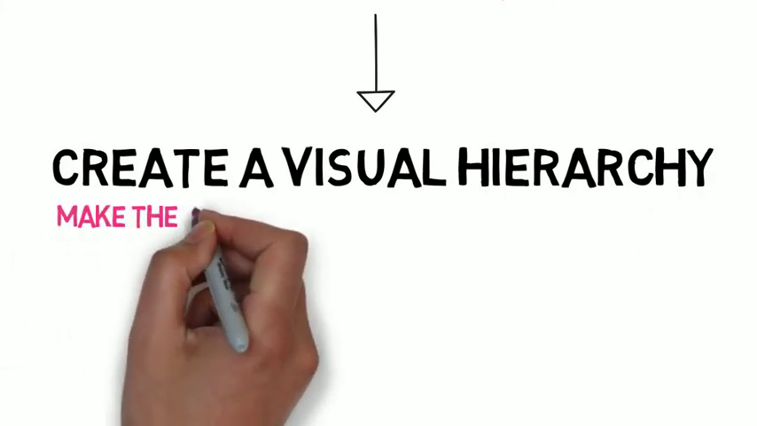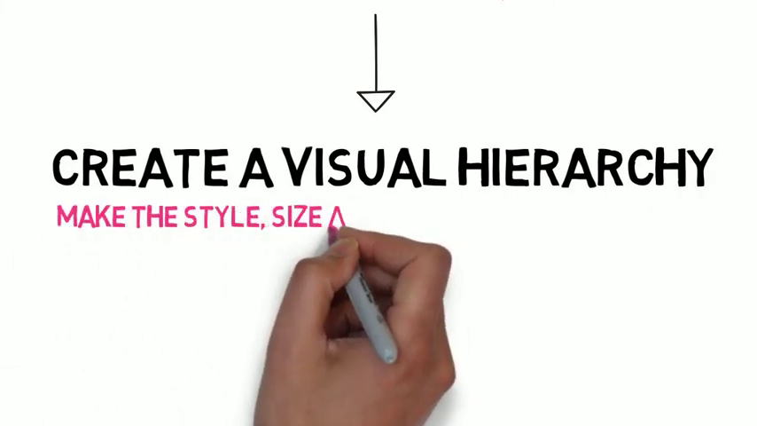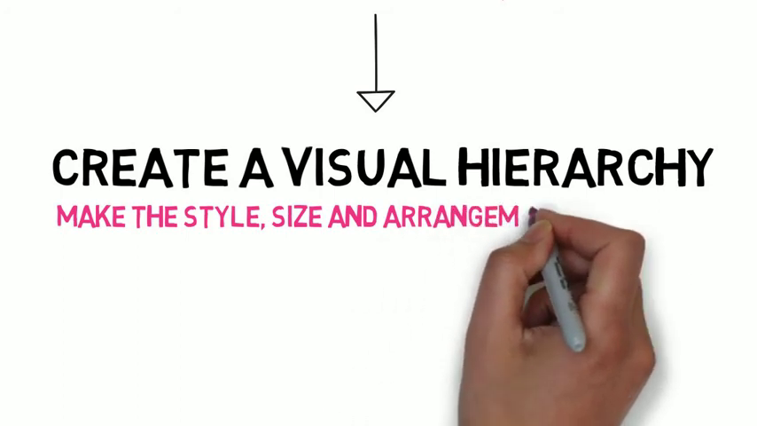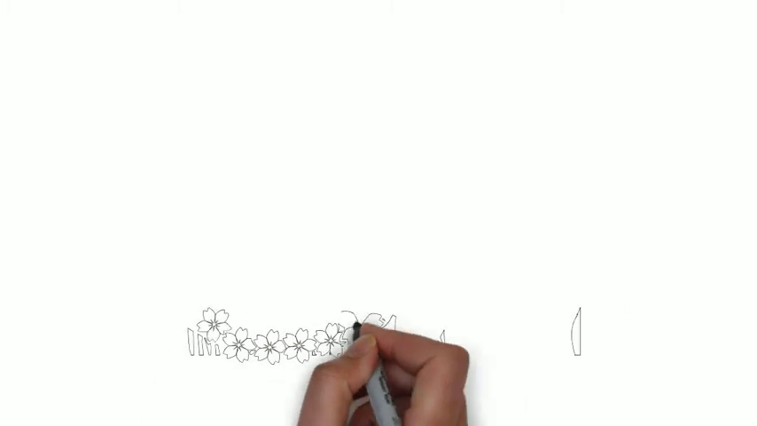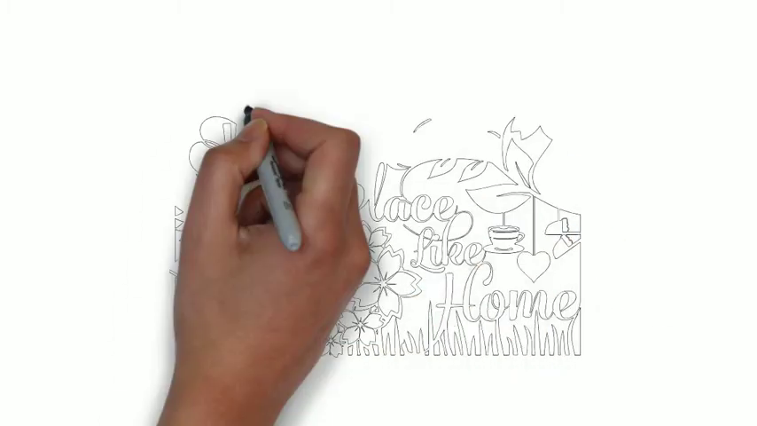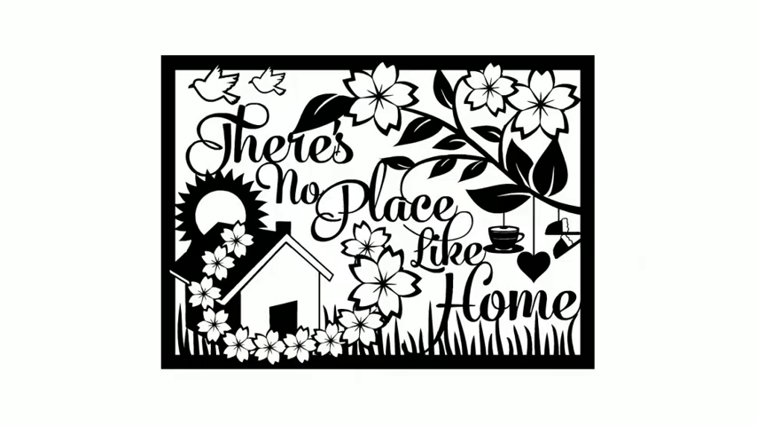Number 3, create a visual hierarchy. Make the main elements' style, size, and arrangement stand out from the rest of the design. So for example, in this template, the house is my main element, so I have tried to position it in a way to make it stand out.